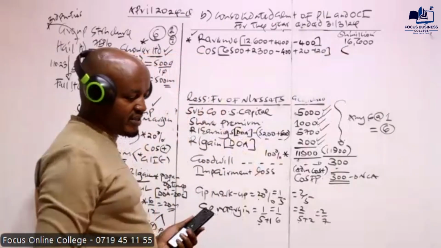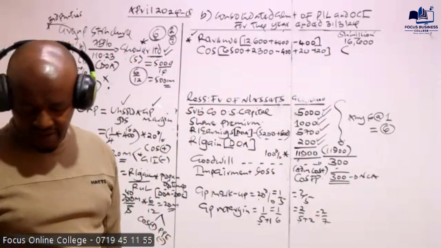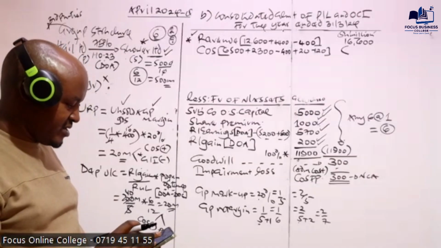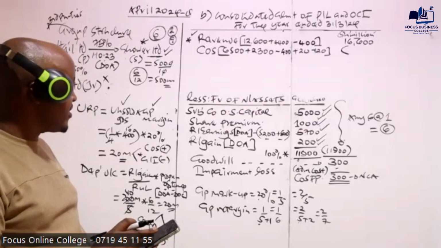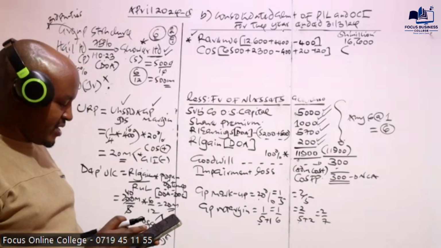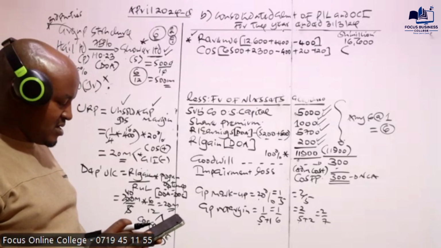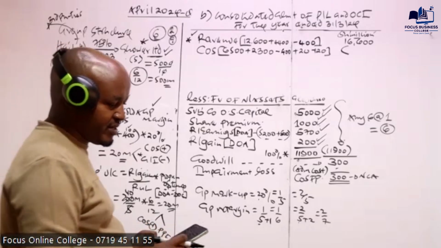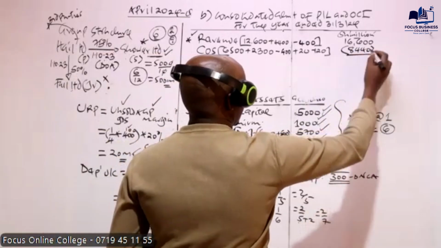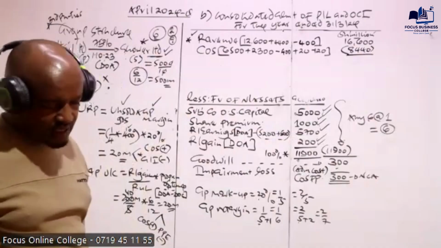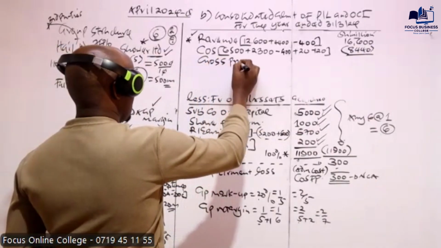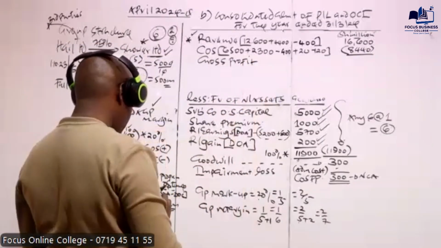Let's get the final value here. The final value, we have 65 plus 23 minus 400 plus 40. Plus 40. Yes, that will give us 84, 40. So I think we can proceed and get the gross profit now. The gross profit will be how much?